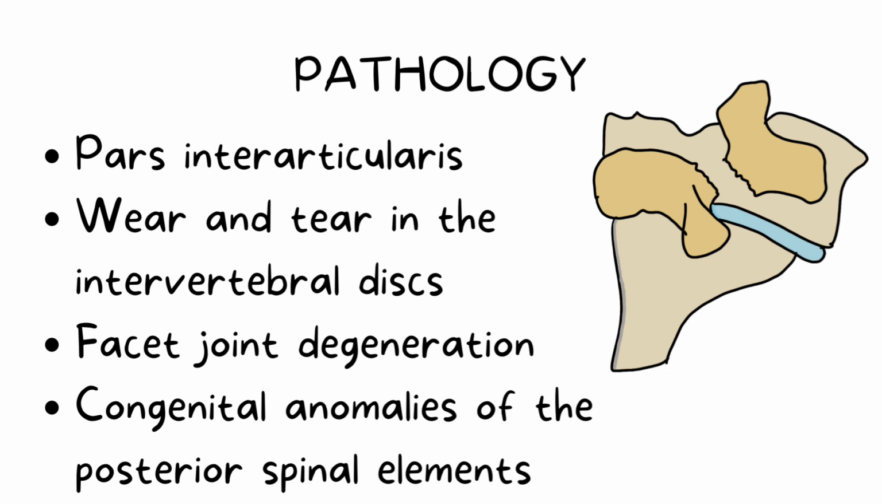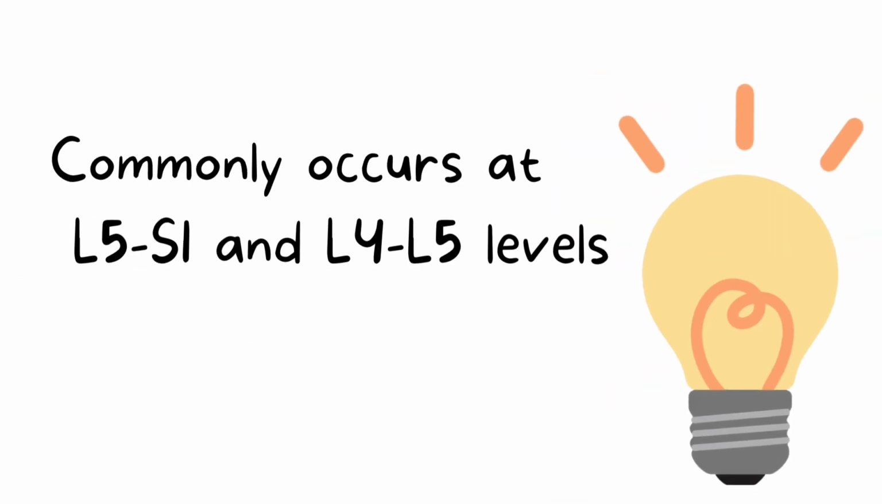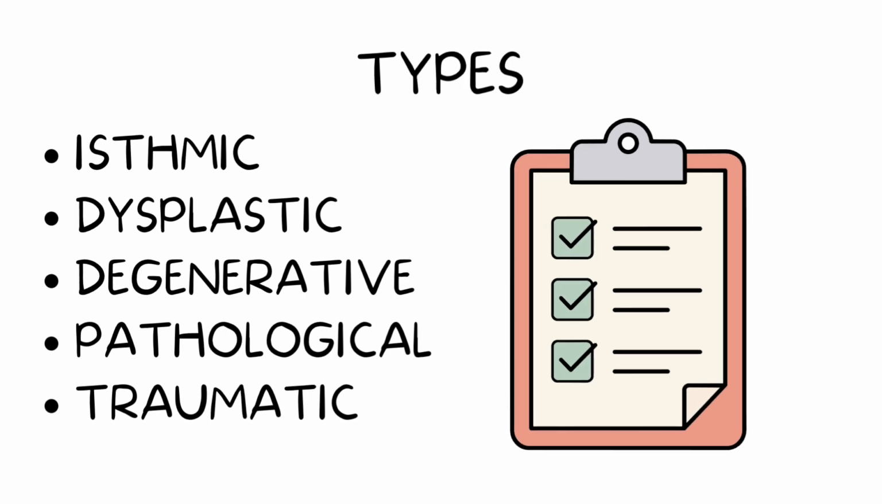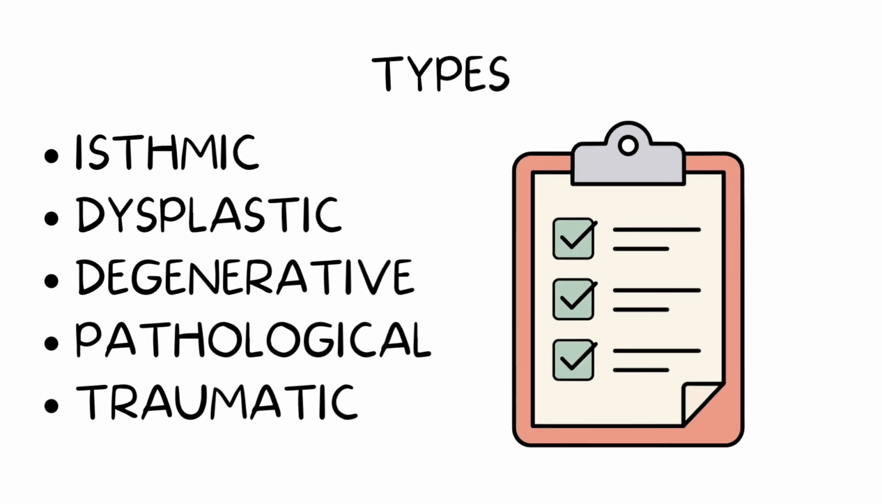Other causes include degenerative wear and tear in the intervertebral discs, degeneration of the facet joints, and in some cases it can occur due to congenital anomalies in children in various parts of the vertebral elements. It usually occurs at the L5-S1 level and the L4-L5 level. Now it can be classified into 5 types based on the etiology as Isthmic, Dysplastic, Degenerative, Pathological, and Traumatic types.